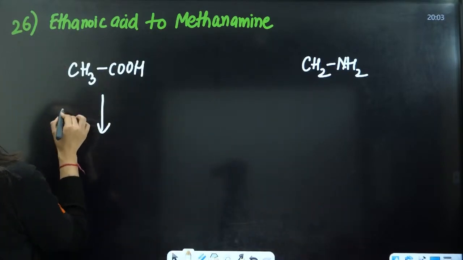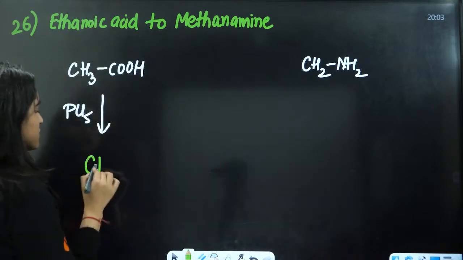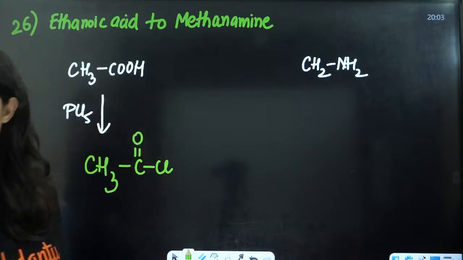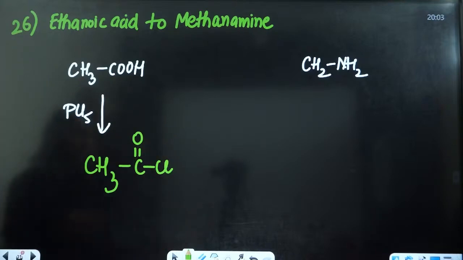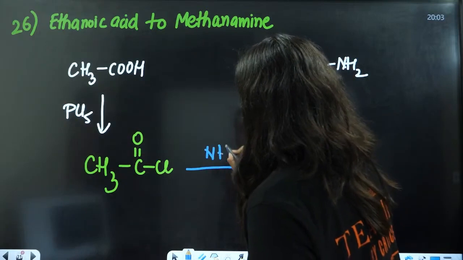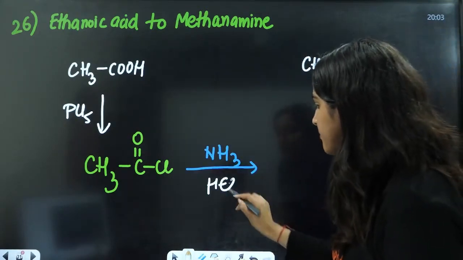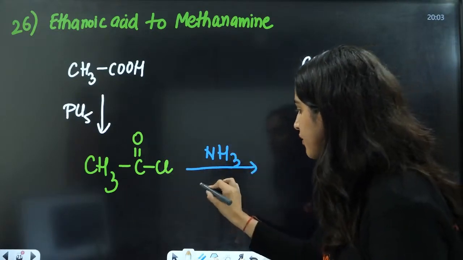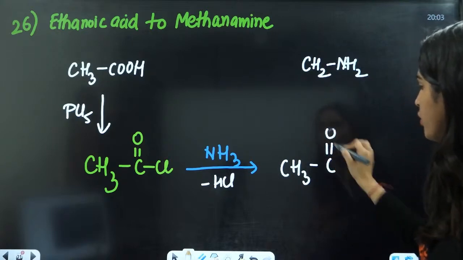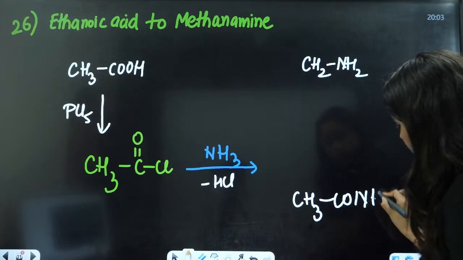If I add PCl5 or PCl3 or SOCl2, anything here, this will be converted into CH3COCl, right? Now, to this, if I add NH3, that is ammonia, minus HCl, the hydrogen from here, Cl from here, you will get CH3C double bond O NH2. You can write it here, CH3CONH2, right?